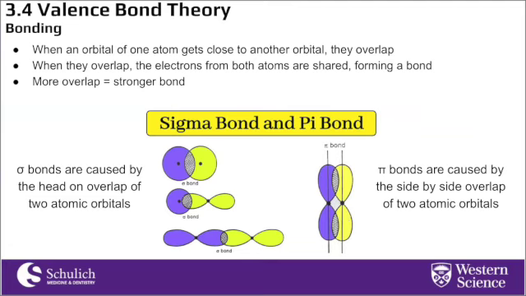And there are two different kinds of bonds that can be formed. So sigma bonds are caused by the head-on overlap of atomic orbitals, like two s orbitals overlapping, or you can see one s and one p orbital, or two p orbitals that are overlapping head-on. They can also form pi bonds, which are caused by the side-by-side overlap of two atomic orbitals. So in this case, you can see there's two p orbitals that are oriented this way, and they're overlapping like this, which is the side-by-side overlap.